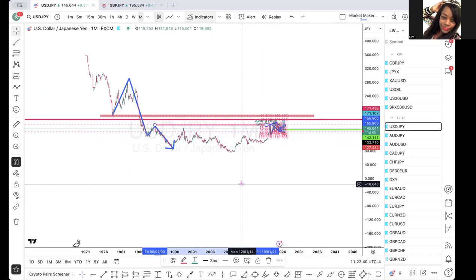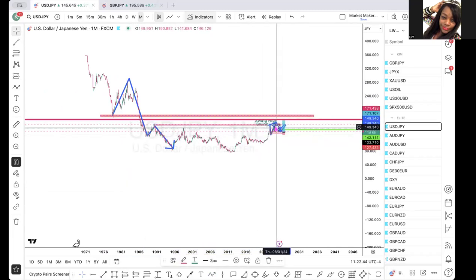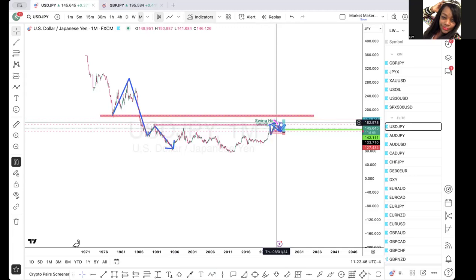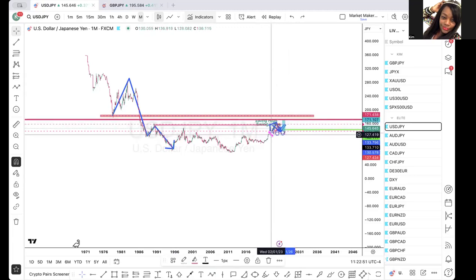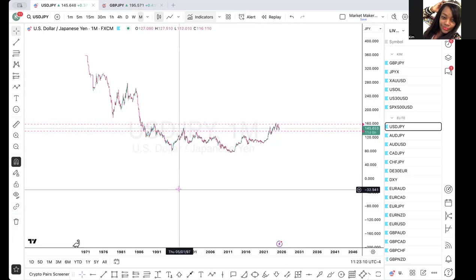It's probably going to pull back to, let me erase this. Let me erase all this. Oops, I didn't want to erase that. Again, this is on the monthly. I don't necessarily look at the monthly. Okay, let me just erase. Let me just do this. Okay.